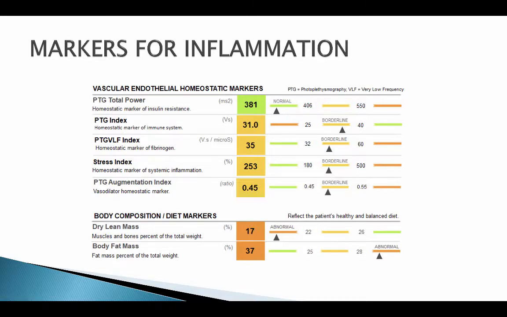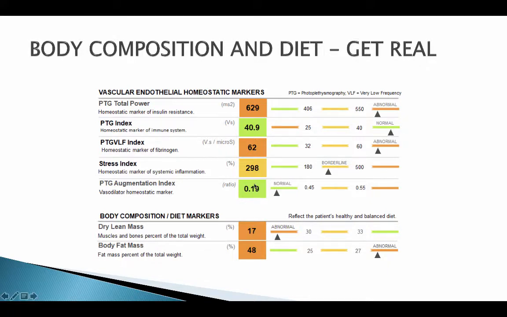resistance to insulin. This is another person with a fat mass of 48%, and here we show if this person is not a diabetic, they're definitely heading in that direction with increased resistance to insulin.